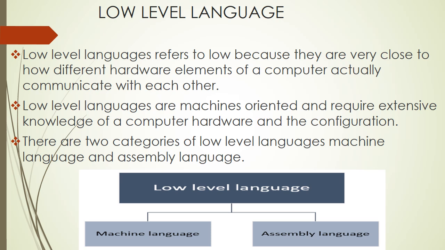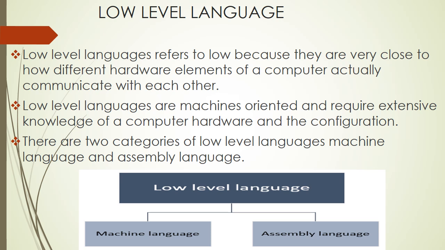Regarding low-level languages, they only understand computer language, so it is difficult for individuals to understand them, unlike the hardware devices. Low-level languages are machine-oriented and require extensive knowledge of computer hardware. They are very close to the hardware because any data you put on the system requires binaries, like 1 and 0s or numbers, which can be understood by the computer automatically. There are two categories of low-level languages: machine language and assembly language.